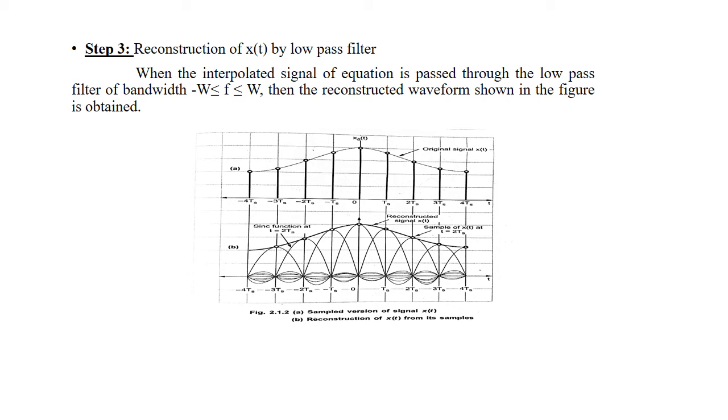So next is step 3. Here we have to reconstruct x(t) by the low pass filter. When the interpolated signal of the equation is passed through a low pass filter of bandwidth from -W to +W, then the reconstructed waveform will be obtained like this waveform.